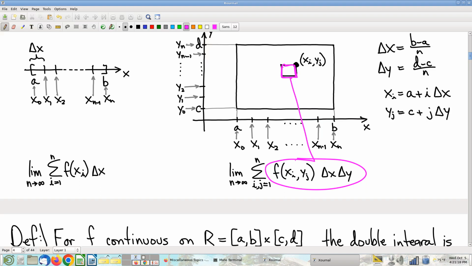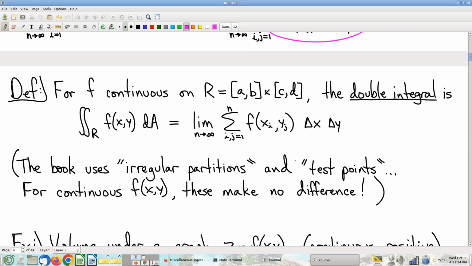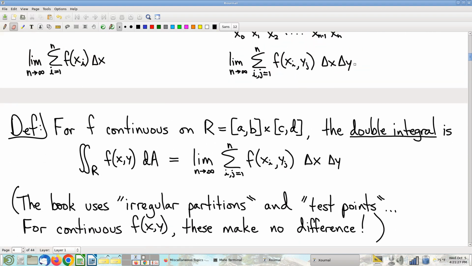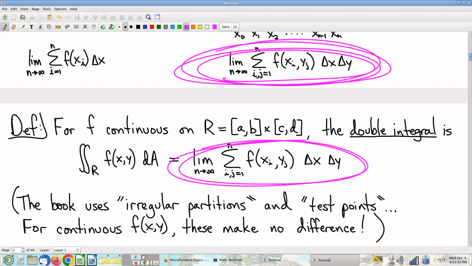This is what that looks like when you have a two-dimensional domain, and this is our definition of what we call a double integral. It's the same basic idea as a single variable integral. It's just adding up over two dimensions instead of one. And here's the notation.